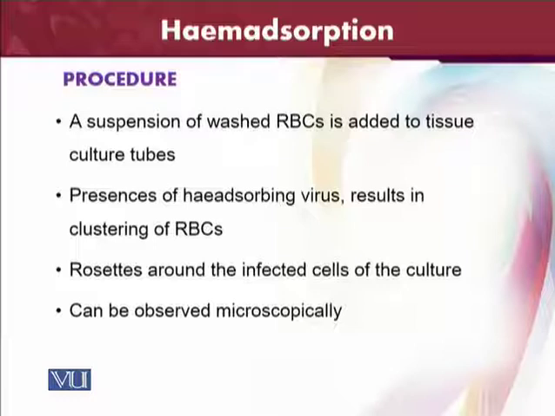The presence of the heme absorbing virus results in clustering of the RBCs, because it is based on heme absorbing erythrocytes and heme absorbing viruses. So if the heme absorbing virus is there, then there is clustering of the RBCs, just like we have seen at the surface. Rosettes around the infected cells of the culture can be observed microscopically. With the help of the microscope, you can easily see that the clustering of the RBCs happened at the surface.